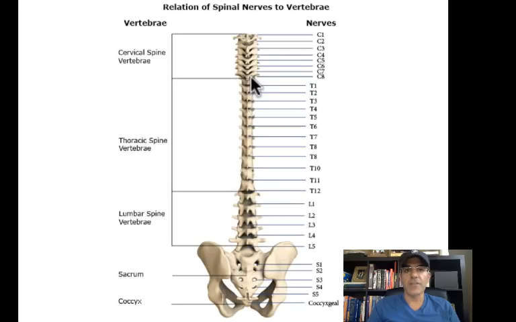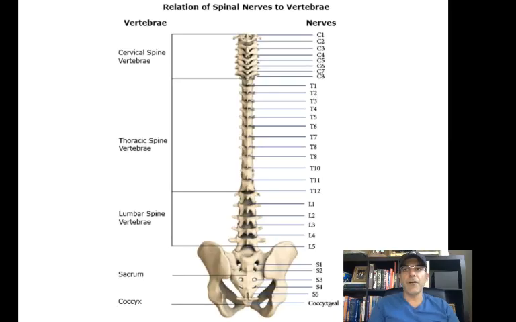So I want to emphasize, many students are confused about this one. A spinal column is one thing, a spinal nerve is another thing. For instance, yes, we have 12 thoracic vertebrae, and we have 12 thoracic spinal nerves. Yes, we have 5 lumbar vertebrae, and we have 5 lumbar spinal nerves. But that is not true about the cervical region. In the cervical region, we have 7 vertebrae, but we have 8 nerves. In the sacral, we have only 1 sacrum, but we have 5 sacral nerves. In the coccyx, we have 1 coccyx, and we have 1 coccygeal nerve.